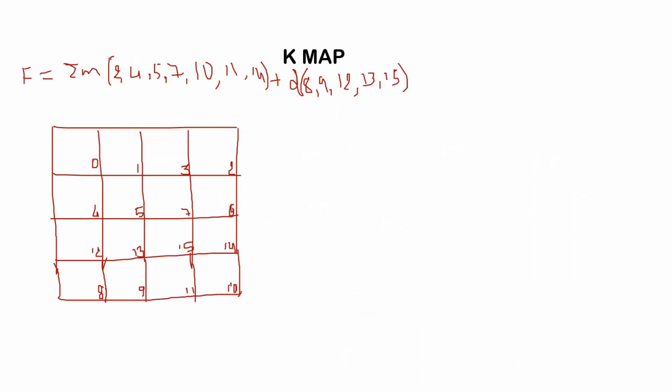Okay, now let us write the K-map for the given expression. So they have given it in the position 2, 4, 5, 7, 10, 11, 14, and don't care in the position 8, 9, 12, 13, 15. So this is 4 variable. This is 4 variable K-map.